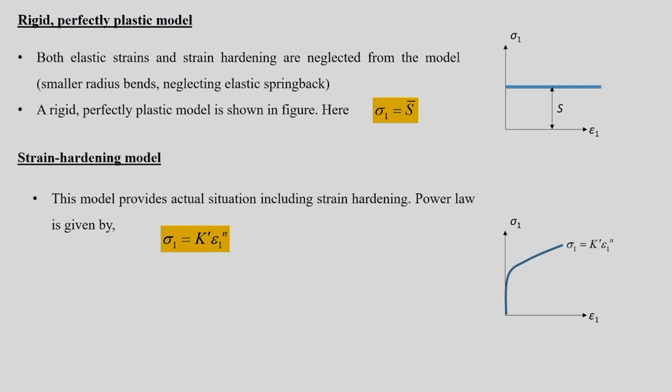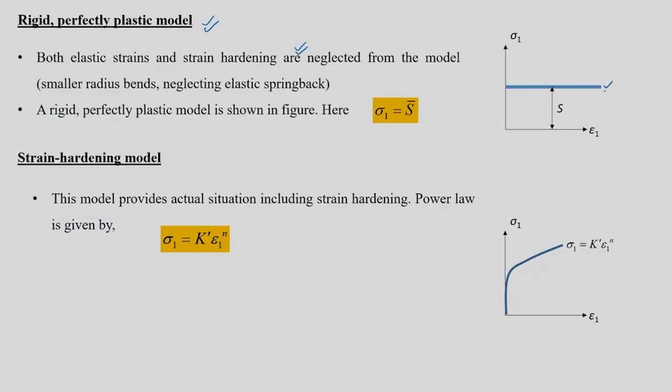Rigid perfectly plastic model. In the rigid perfectly plastic model, as the name suggests, since we say it is rigid, we do not bother about the elastic part, which means it is neglected. Strain hardening is also neglected in this. So, you get a stress strain graph in this fashion. This S is nothing but your plane strain flow stress, and this is how you define your stress strain behavior for a rigid perfectly plastic model.